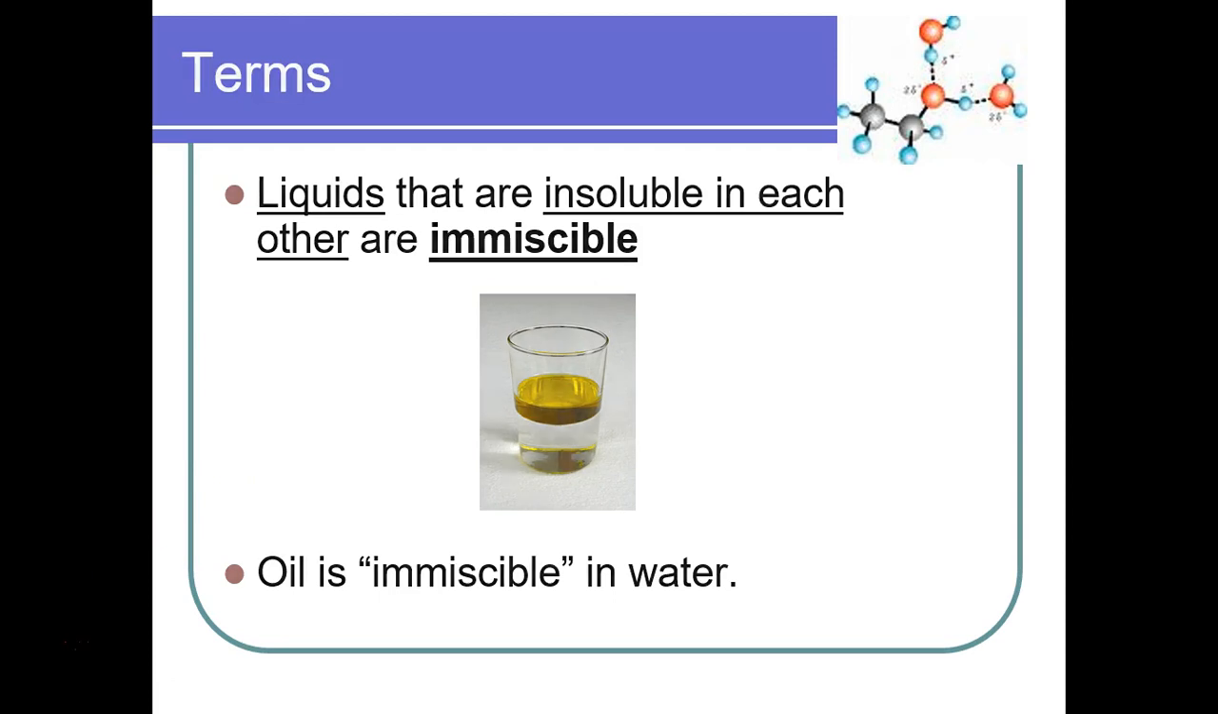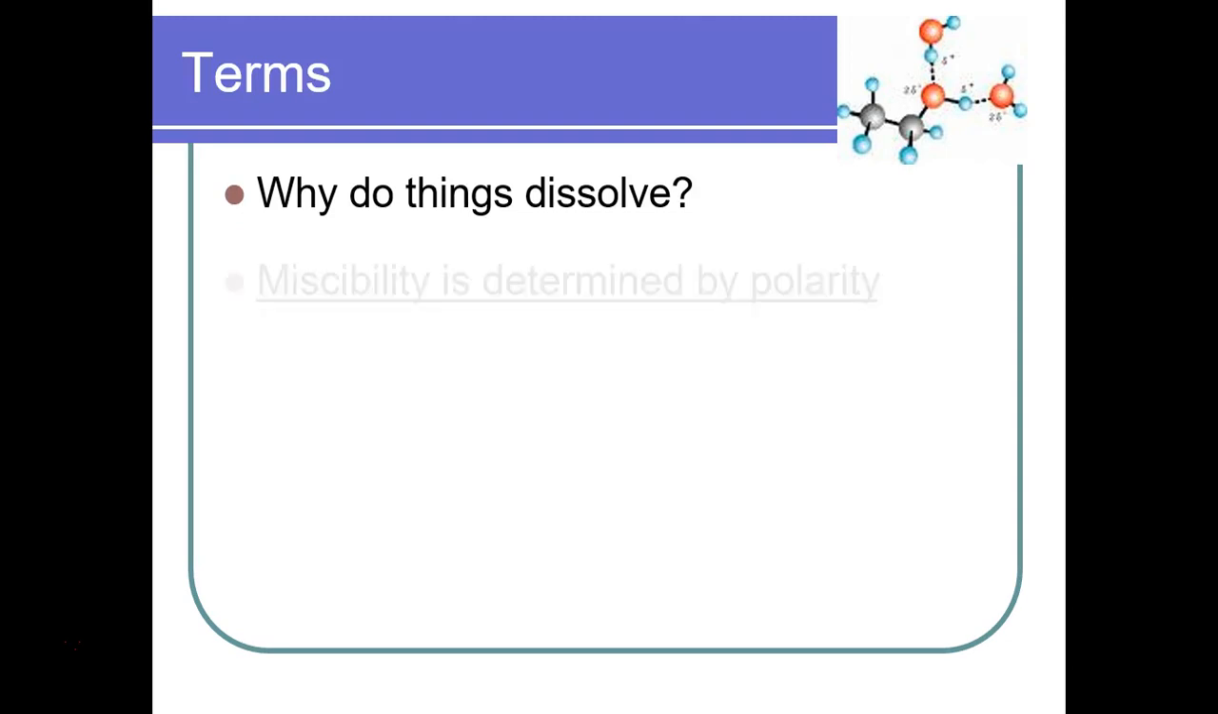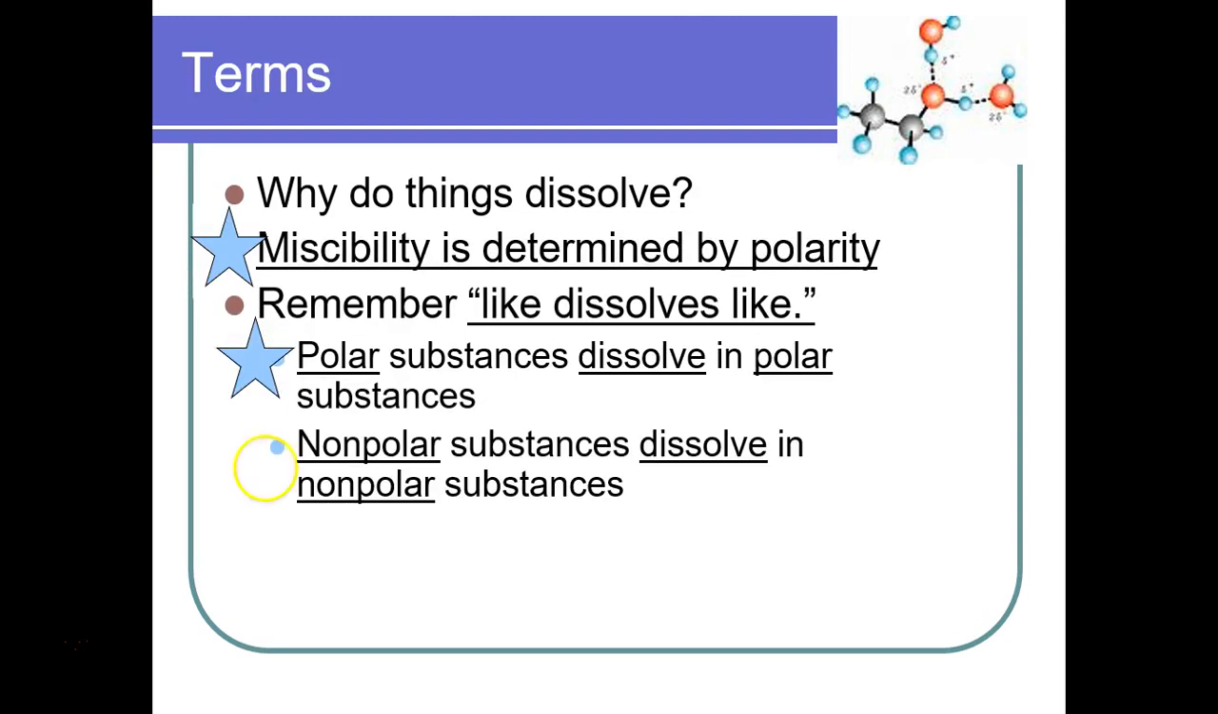And the main reason is because of something called polarity. Miscibility is determined by polarity. When we learned VSEPR and how to draw molecules, we learned about polar and nonpolar. And one of the things we learned was polar means uneven. We have a dipole that's created because one atom is stronger than the other. Nonpolar means it's equal. Everything is equal on both sides of the bond.